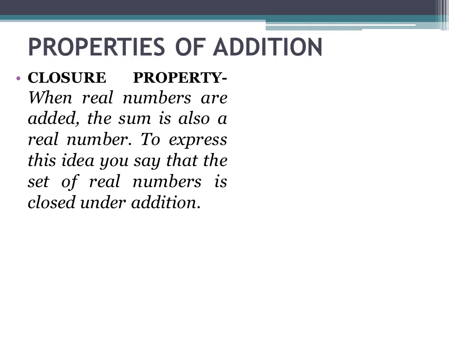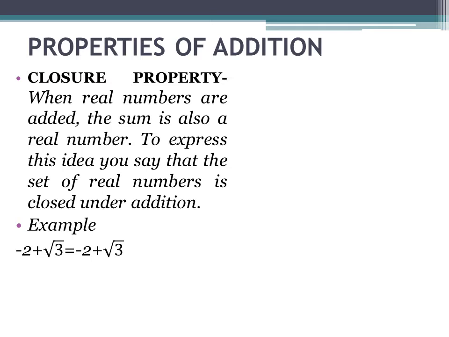Now, let's proceed with the properties of addition. What are the properties? Let's start with the closure property. When real numbers are added, the sum is also a real number. To express this idea, you say that the set of real numbers is closed under addition. For example, negative 2 plus square root of 3 is equal to negative 2 plus square root of 3.